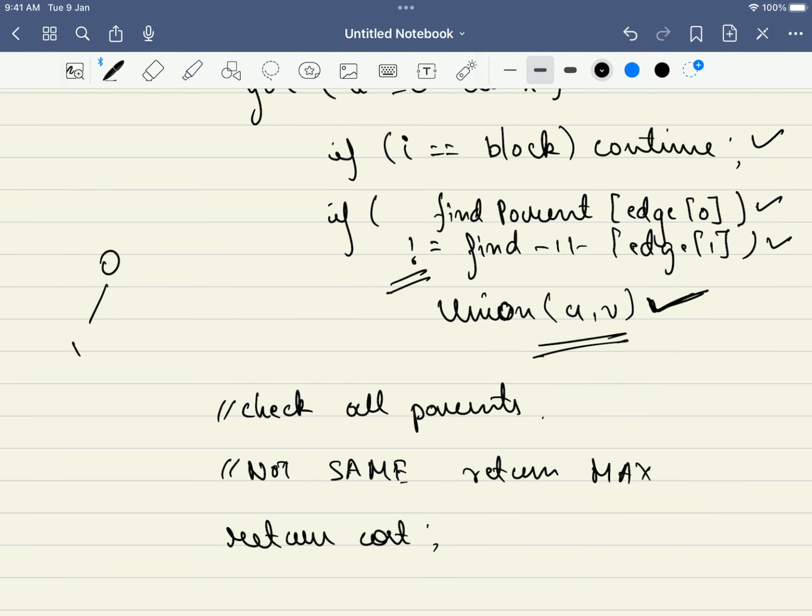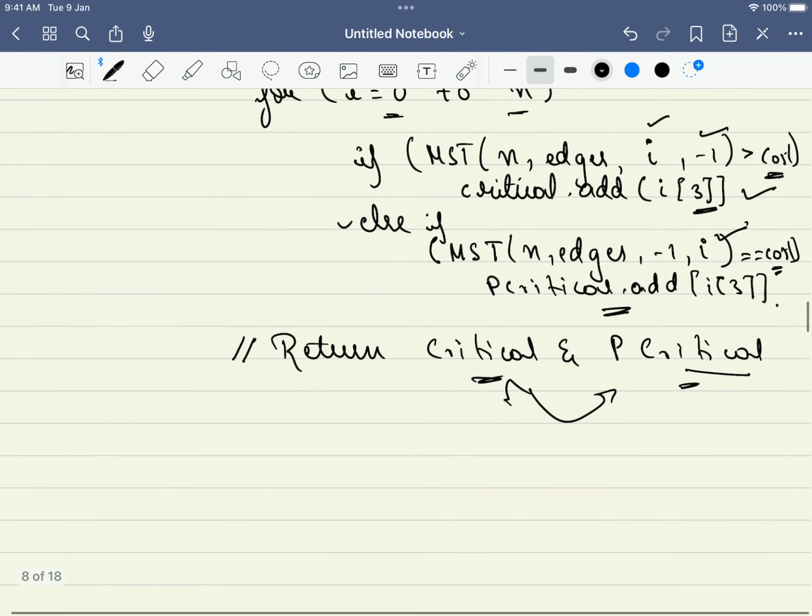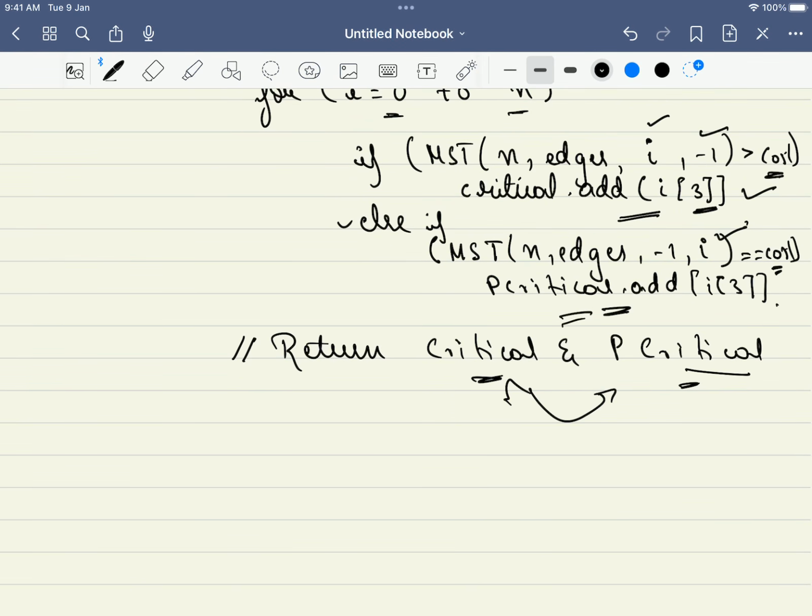See, this might also happen. 0, 1, 2 are connected, and say 3 and 4 are connected. This can also be one of the cases. Now if you look, the parents of all of them are not the same, which indicates that we are not able to form an MST. So in that case, we will be returning Integer.MAX_VALUE. This is a dummy value. We can just return MST plus 1 also, that will also work, but we will be returning the maximum value. If not, we will just return the actual cost of this MST, where it will be checked once again and compared, and it will be added either to the critical edges or pseudo-critical edges.